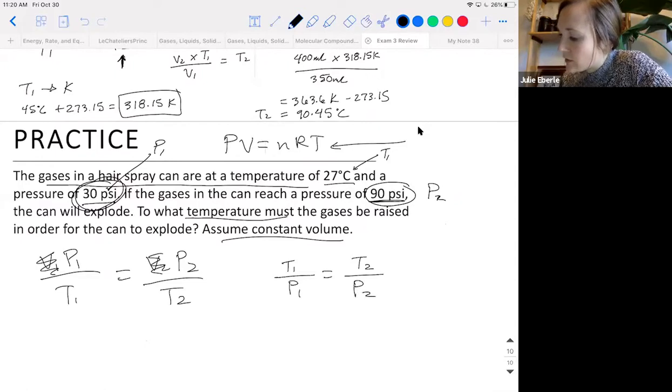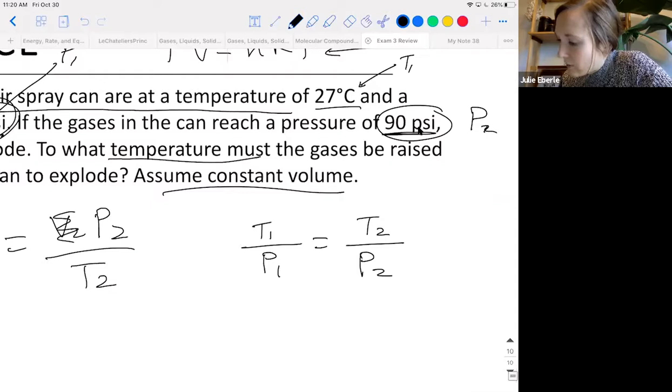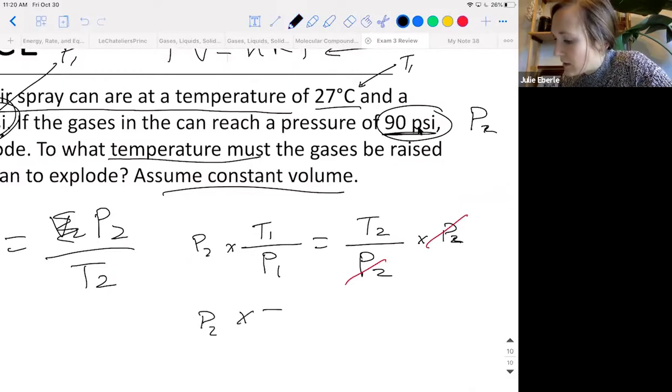We're trying to solve for T2. So to get T2 by itself, I'm going to cross multiply, move the second pressure to the other side. That cancels right here. Now our equation is this: P2 times the first temperature, T1, divided by the initial pressure is going to give us the final temperature, T2.